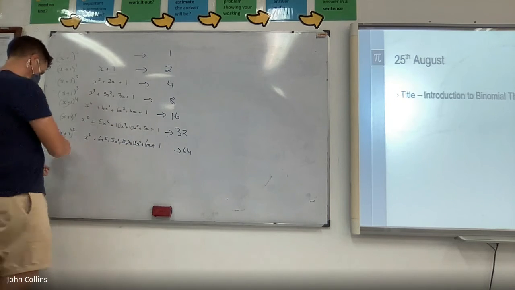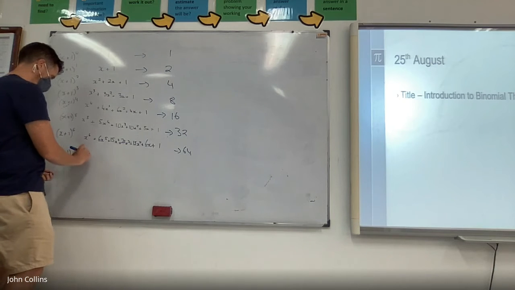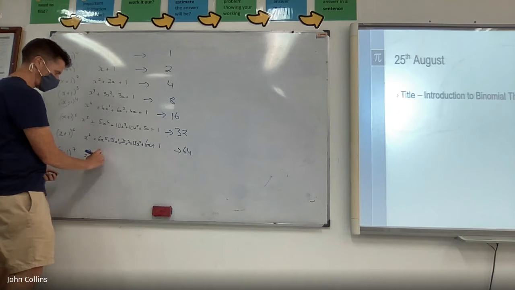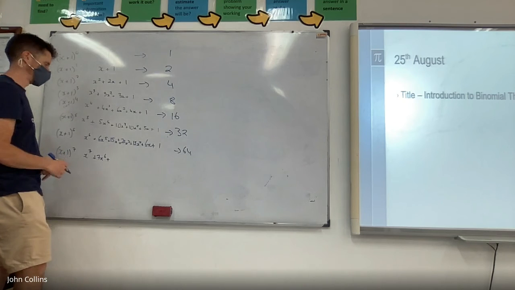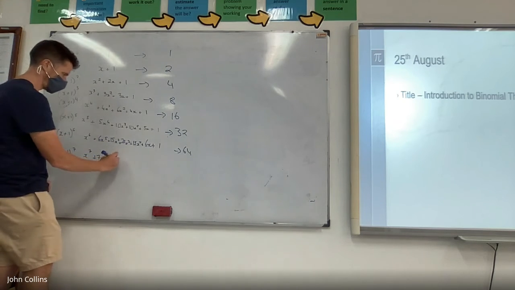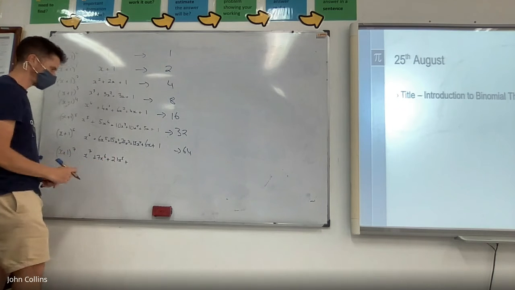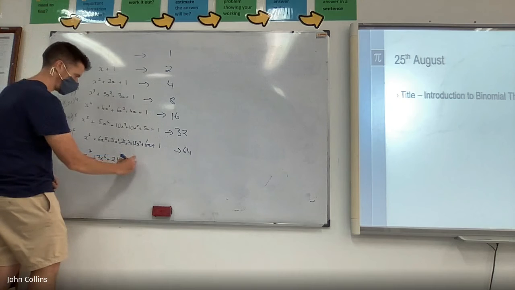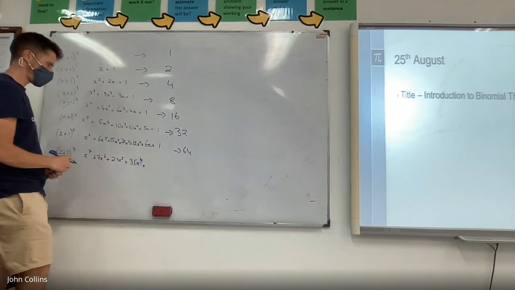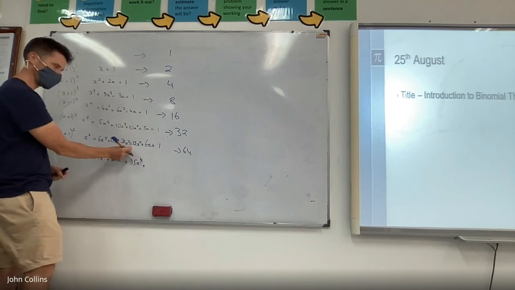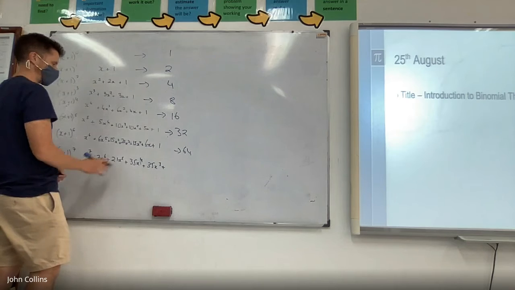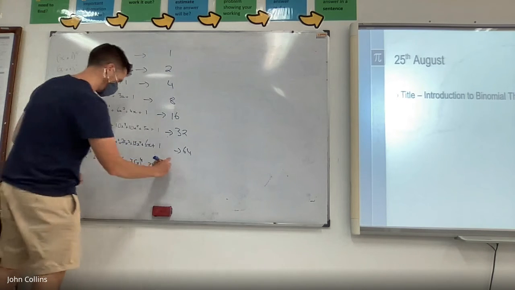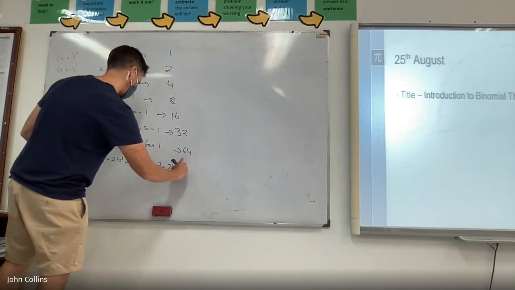So what's the next line? X to the 7, yes, plus 7x to the 6 plus 21 x to the 5s plus 35 x to the 4s, sir, plus that's these two now, 35 again, plus these two, 21 again, plus 7 again.